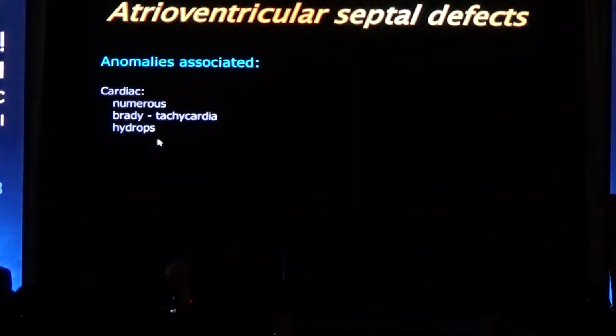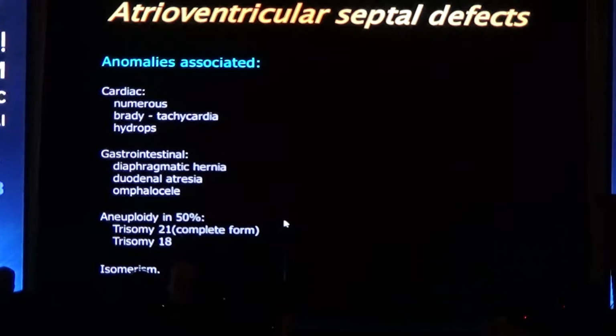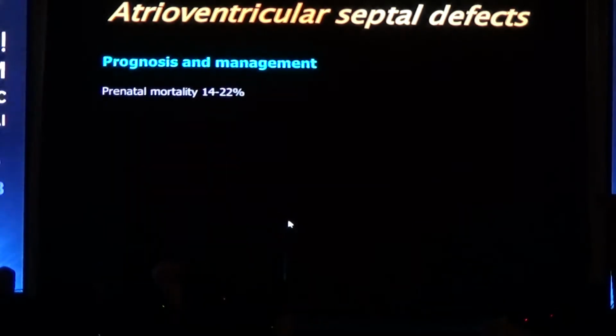Multiple cardiac anomalies, tachycardia, bradycardia mostly, and hydrops because the heart is pumping inefficiently. And then you have a whole bunch of other anomalies that are essentially related to the aneuploidies. Atrioventricular septal defect is related to aneuploidy, trisomy 18 and 21. All these associated anomalies, diaphragmatic hernia, duodenal atresia, omphalocele will be associated with atrioventricular septal defect. And then also isomerisms will have some atrioventricular septal defect.